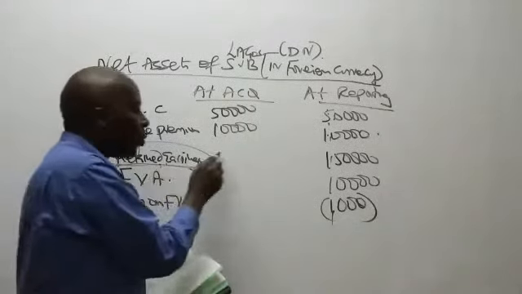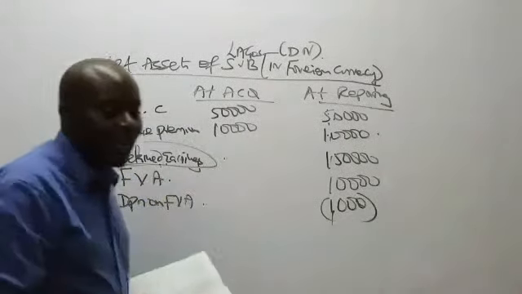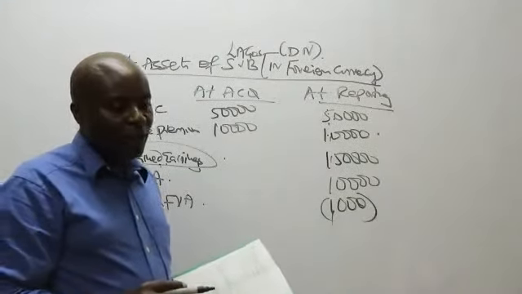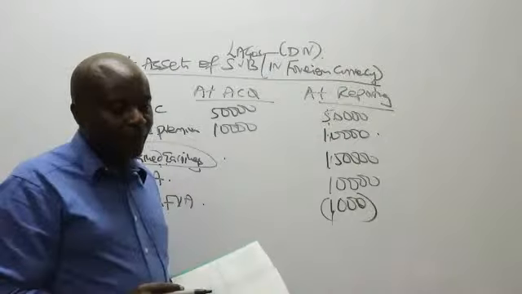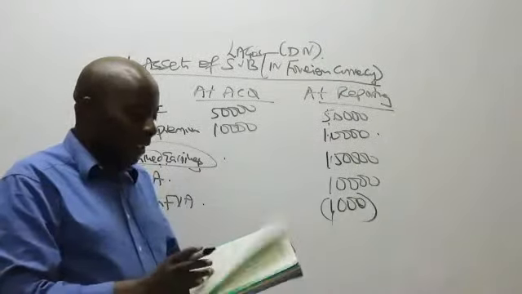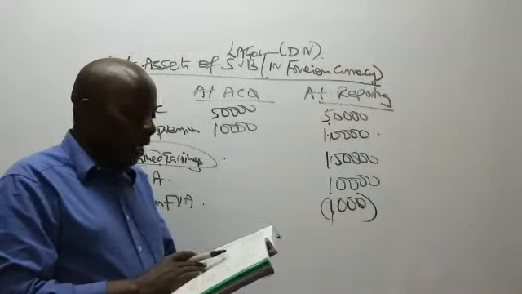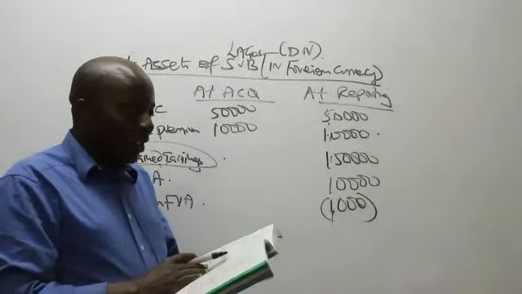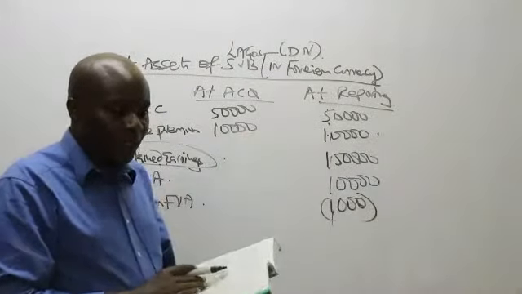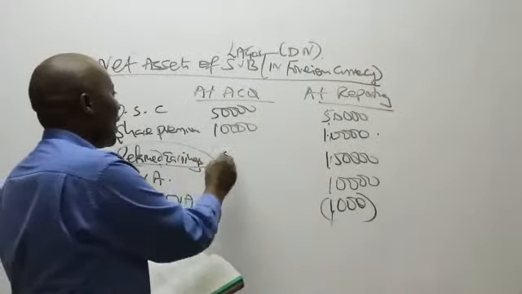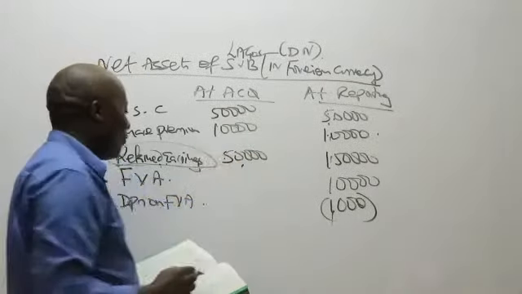Retained earnings at acquisition is normally given. Are you able to see the retained earnings at acquisition? It's in a particular note there. It's note number one, when the retained earnings were 50,000. So retained earnings here at acquisition were 50,000.